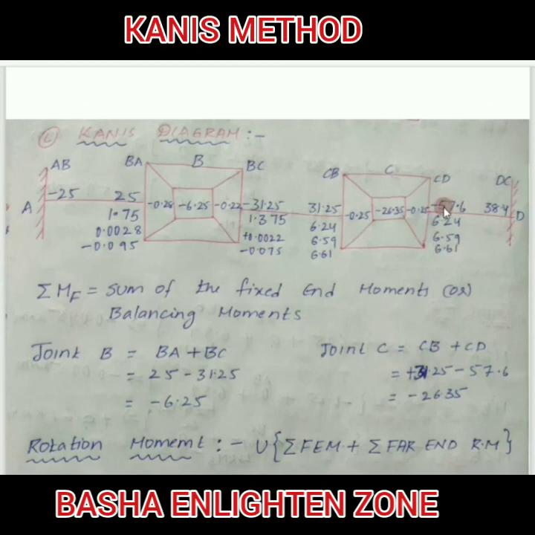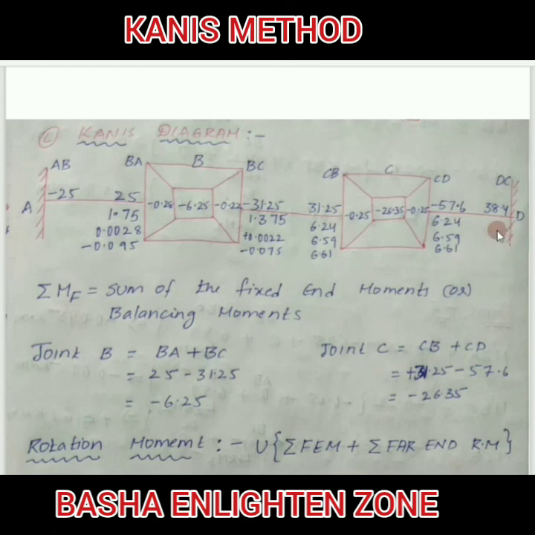Friends, similarly you can do this one also. For CD, minus 5.76 is the fixed moment plus 2 into 6.61, that is its near end rotation moment, plus for CD, DC is the far end, that will be taken as 0 because there will be no rotation moment for DC. Again for DC, the fixed moment will be equal to 38.4 plus 2 into its near end rotation moment equal to 0 plus far end rotation moment equal to 6.61.